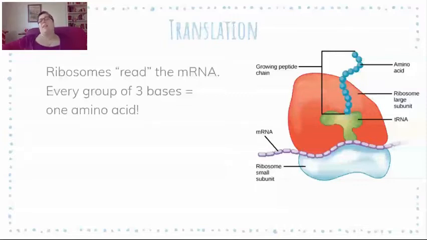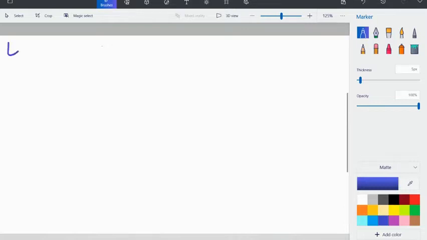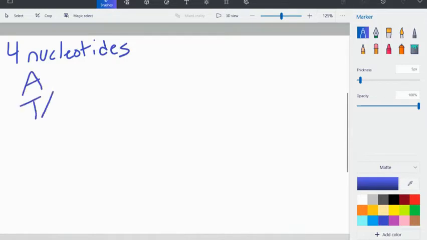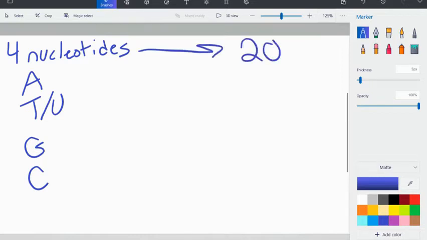This seems unnecessarily complicated, but there's an important reason for it. Let me show you. All right, check it out. So we have 4 nucleotides, right? We've got adenine, thymine or uracil, guanine, and cytosine. We have to get to about 20 amino acids. The number is a little variable, but 20 is a good ballpark.